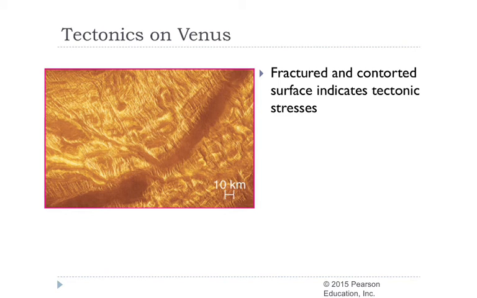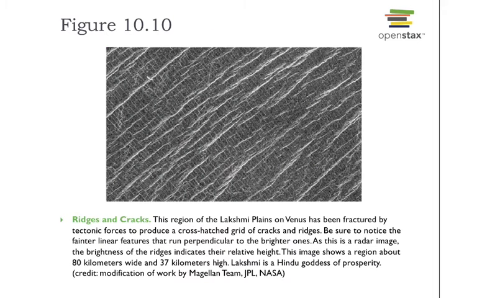And we also see evidence of tectonics on Venus. There are these fractured contours that indicate tectonic stress. We can see those here with the lava flow. Ridges and cracks as well throughout. So again, these suggest those stress marks, and these regions have been fractured by the tectonic forces there.